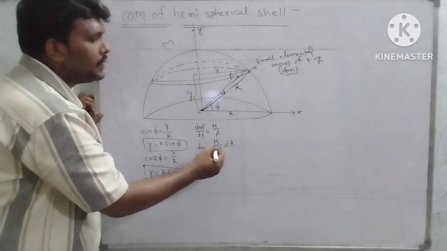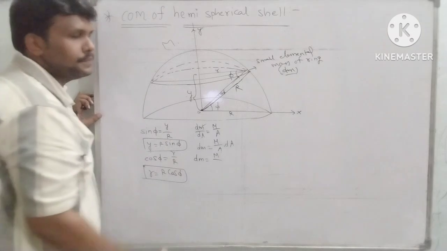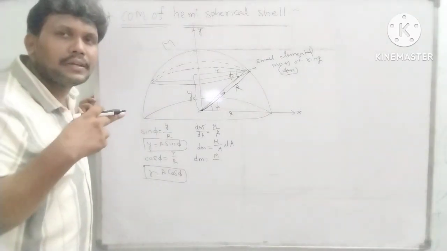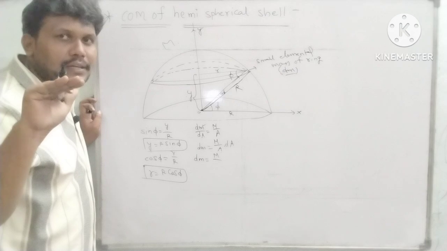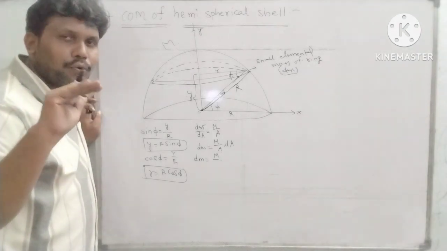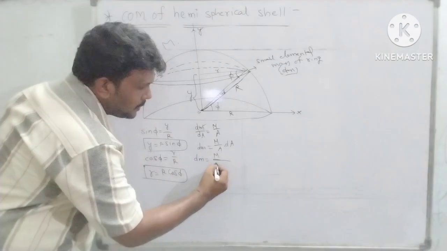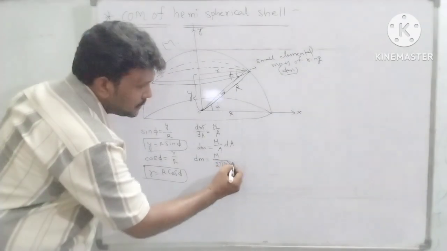Here capital A is the area of the hemispherical shell. If you take the complete shell, it is 4 pi R square, but what are we taking here? Half of the hemispherical shell. That is why you do 4 pi R square by 2. That is 2 pi R square. What is coming? 2 pi R square.